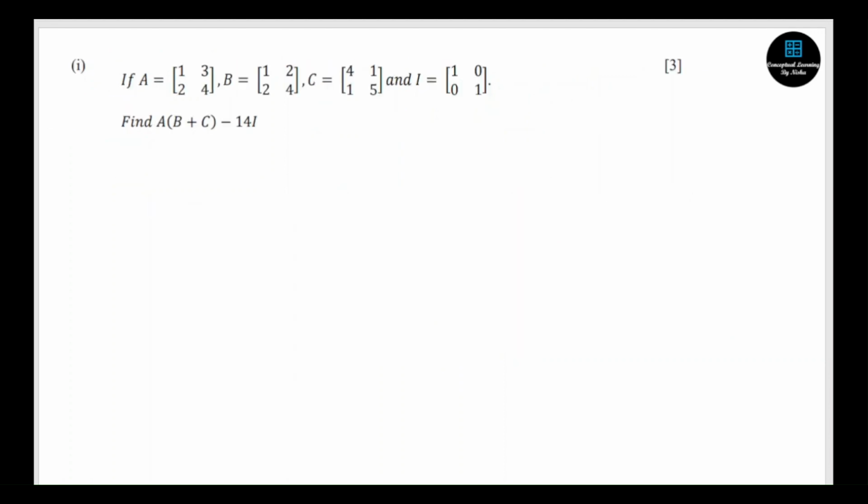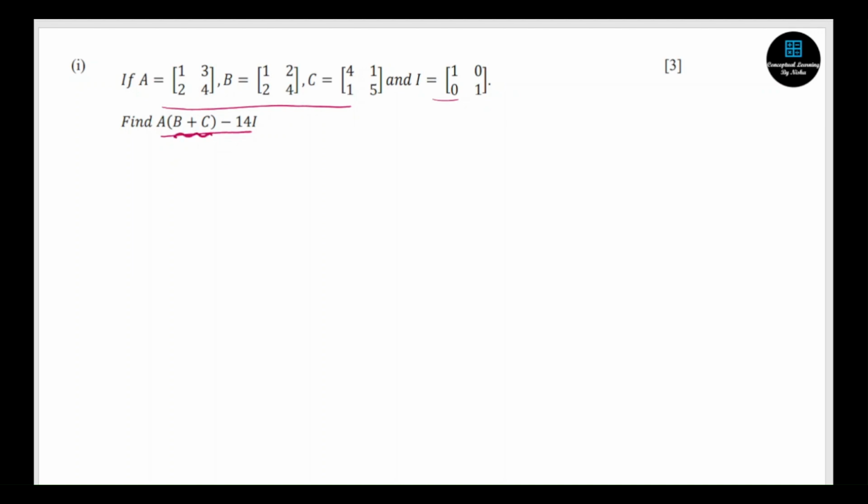Alright, now this is a 3-marker question. Here we have to find A plus B into A into B plus C minus 49, where these values are given. Now see, as I said, we have to do it step by step. Be very careful. Questions are really very easy for matrices. The only thing is that students make a lot of mistakes while doing these operations. So make sure you are doing it correctly.